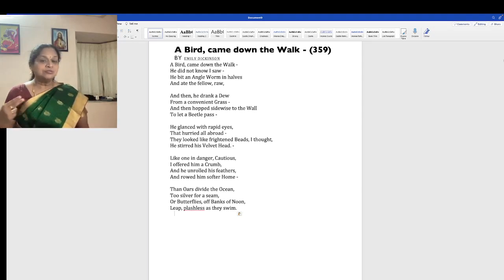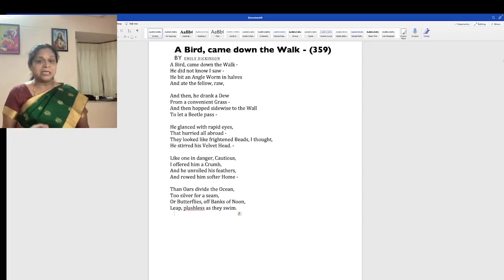Now, two stanzas are over. We move on to the third stanza, where the look of the bird is described by Emily Dickinson. What a keen observer she is. She says, the bird glanced with rapid eyes. And why with rapid eyes? Quick, looking here, there, because it's also threatened. The bird, which was a predator so long, now feels threatened, and it's anxious that there shouldn't be anybody else coming in her way, that she shouldn't be frightened, or that she shouldn't be trapped by somebody else.